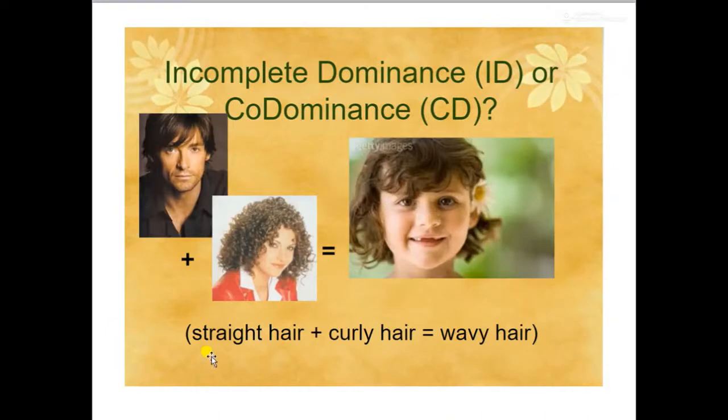Now look over here. You have a straight hair and a curly hair, and you get a wavy hair over here. This is a case of what? It's an incomplete dominance because what happens? This character and this character, something in between these two is coming. So that's a case of incomplete dominance.